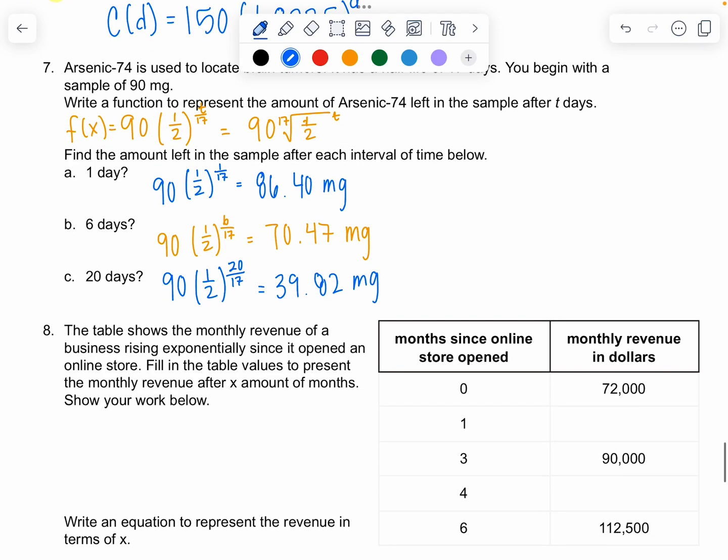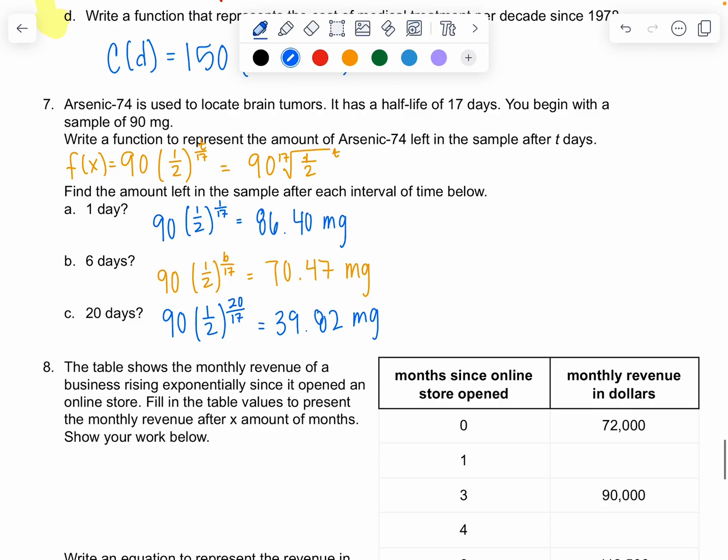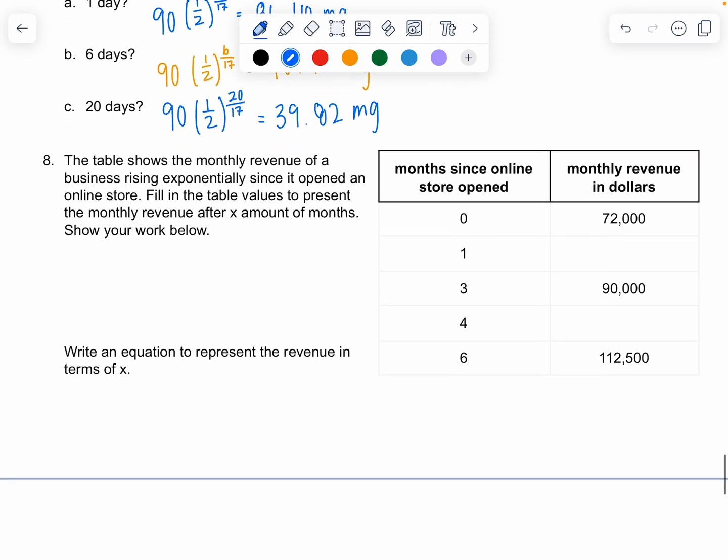Okay. And the reason, I don't know if I explained this before, but it's a half-life, so your decay factor is 1/2 because it's halving every period of time, and then you can split that by doing the root or the rational fraction exponent for how many days it takes to be a half.